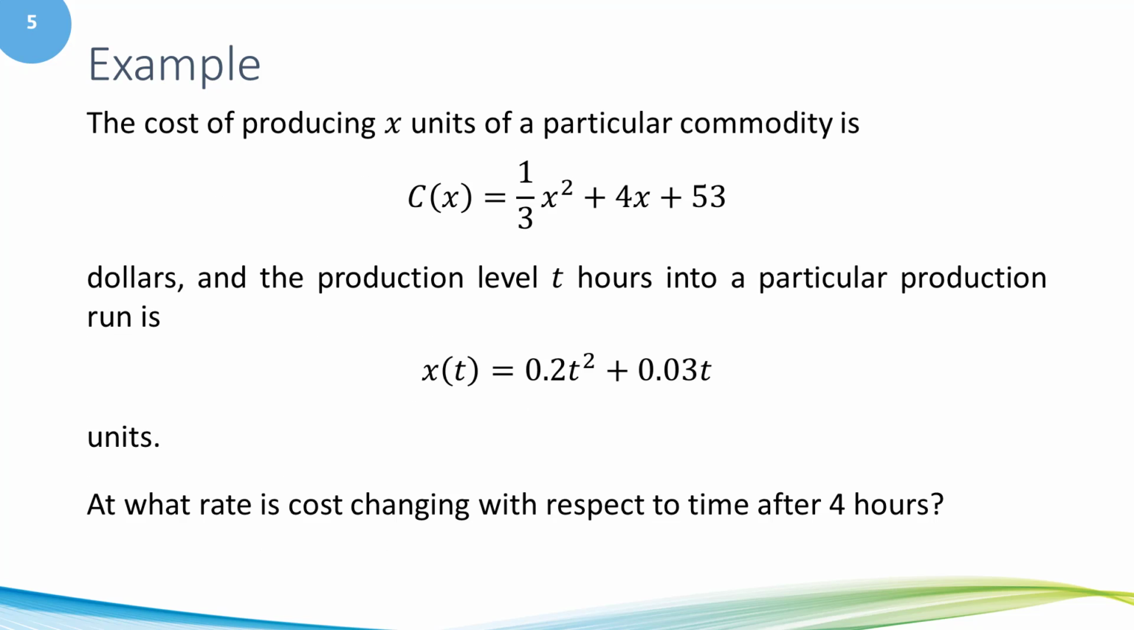Let's have a more grounded example. We have C(x) as the cost of producing x units. C(x) is given like that one in dollars, and the production level t hours into a particular production run is x(t). We want to know the rate of change of cost with respect to time after 4 hours.